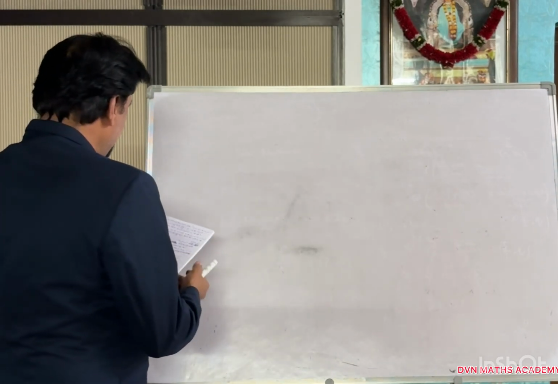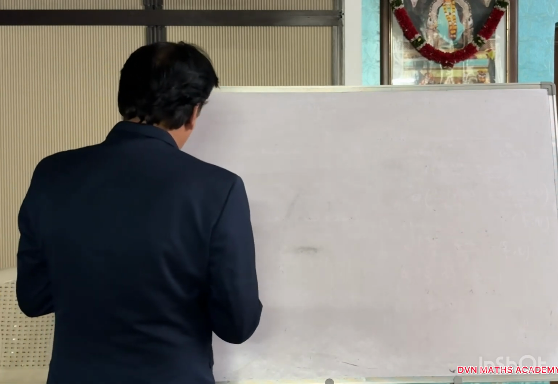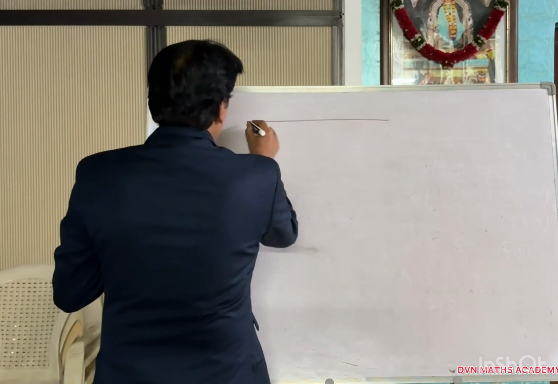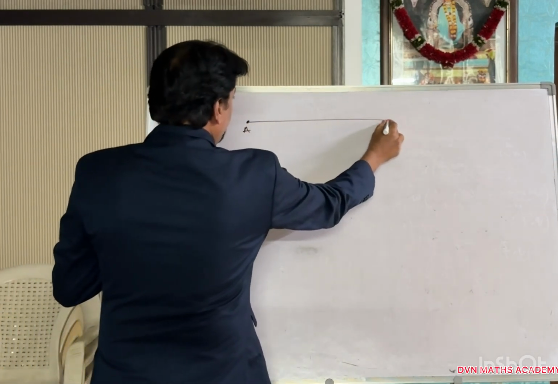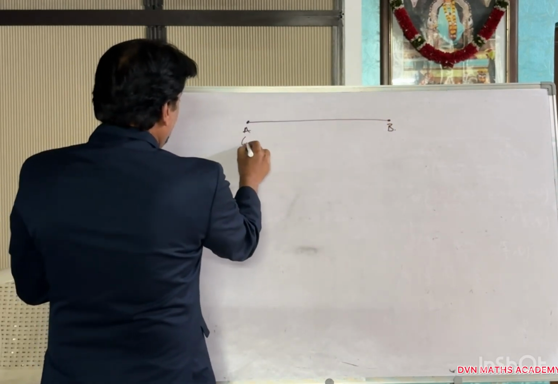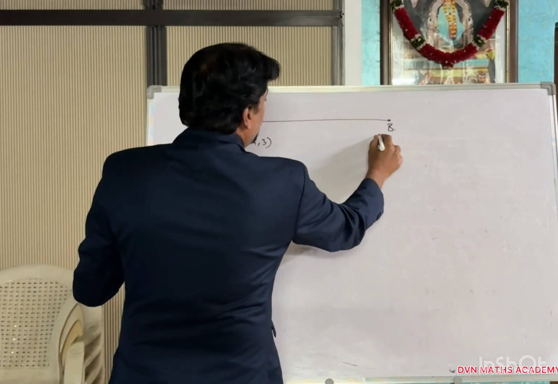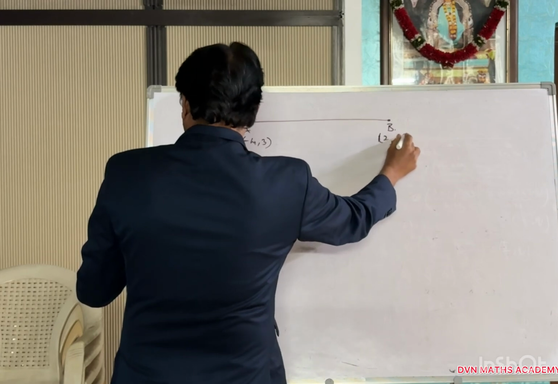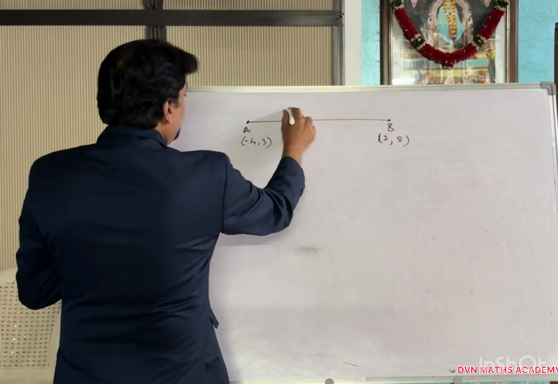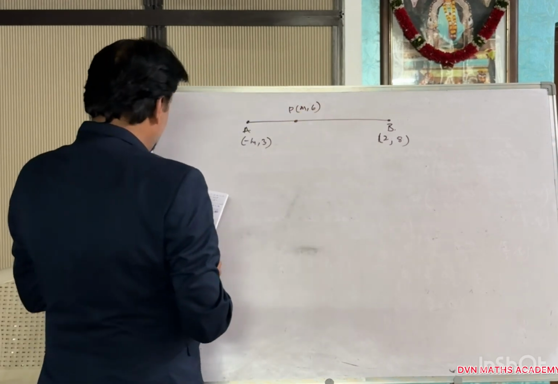Here my third question is, find the ratio in which the point P(m, 6) divides the join of A and B, a line segment, where A is given as (-4, 3) and B is given as (2, 8), and P is dividing the line segment AB, and the P point also is given.